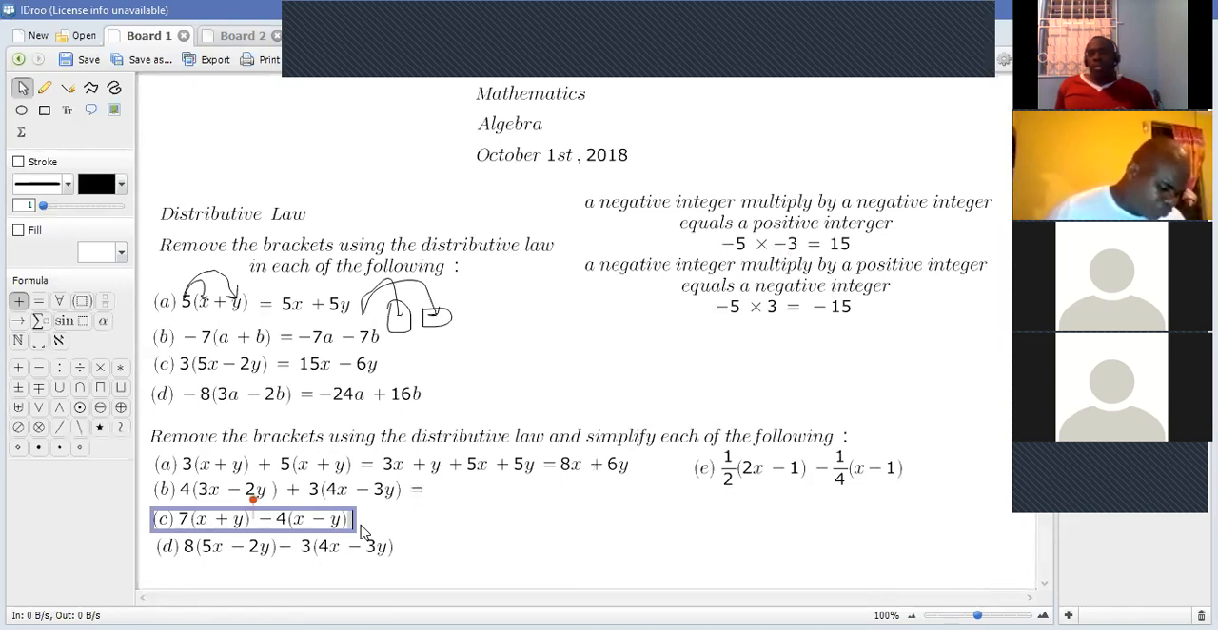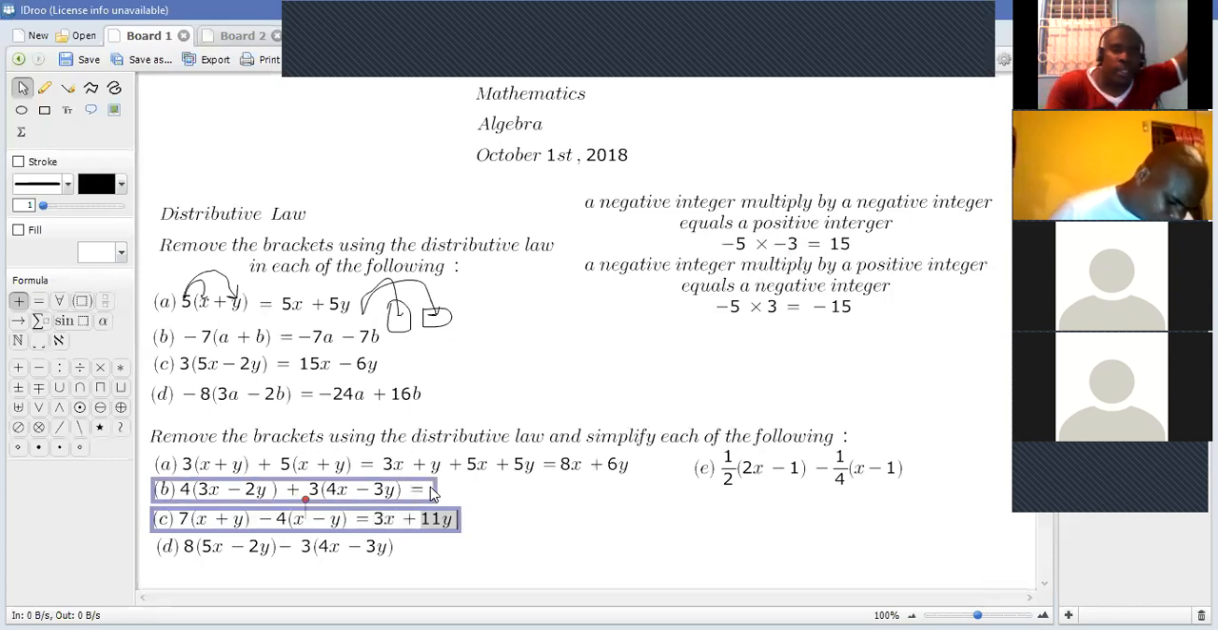So it would be 3x. Your final answer, give me. Okay, 3x plus 11y. You sure? Yes, that's correct now. Good. For B now, sir, the answer would have been 24x minus 17y.